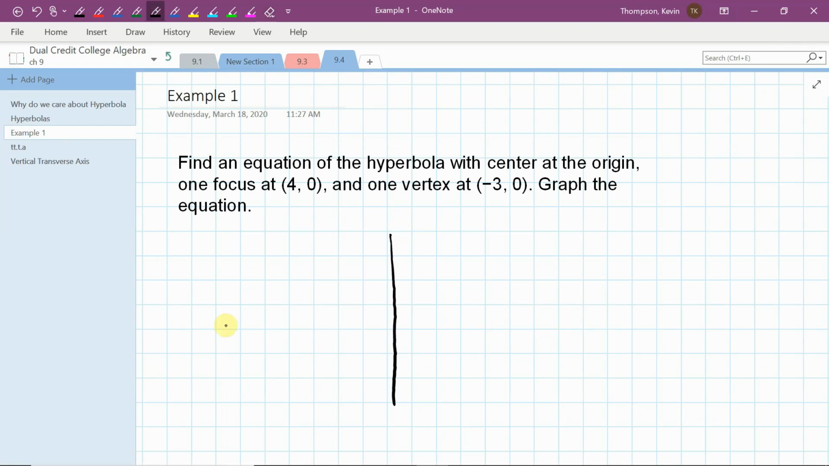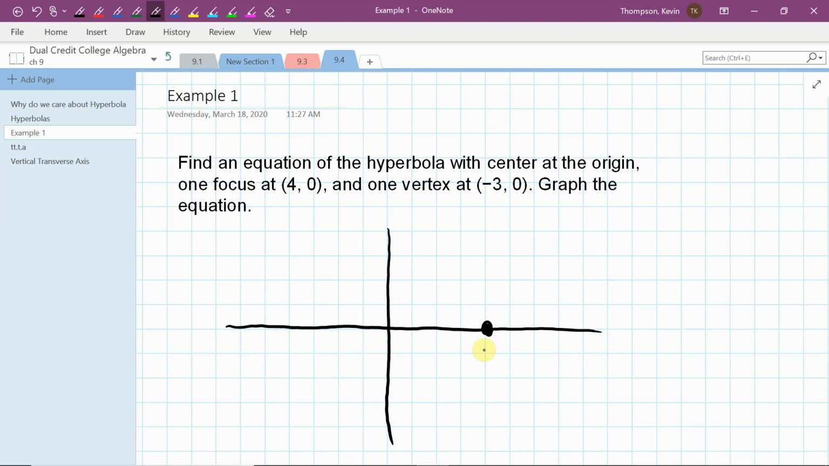Pause the video if you need to write this down. But I like to just start plotting it. So I'm going to plot a point at (4, 0). Try to keep it to scale. It says that that is a focus, so I'm just going to call that F1. And it says one vertex is at (-3, 0), so I'll plot that. So (-3, 0), and I'm going to call that V2 actually. You can call it V1, doesn't matter. But there's the other vertex.